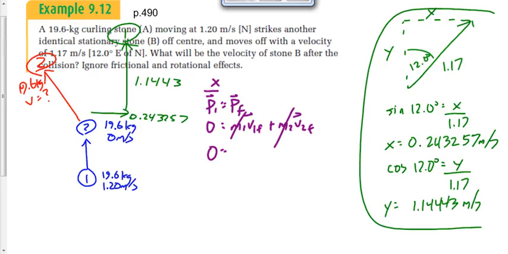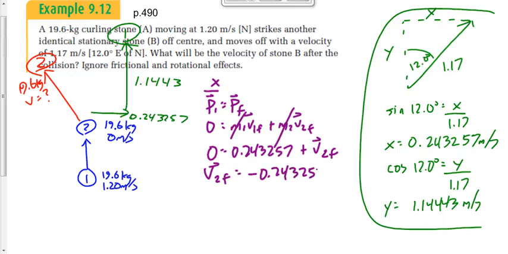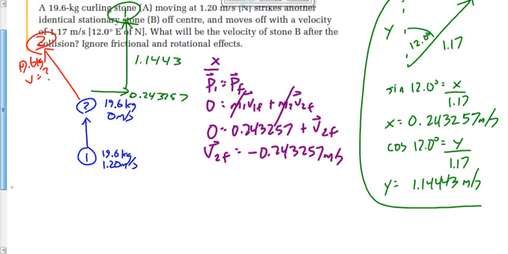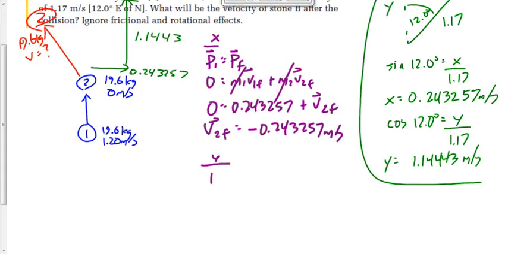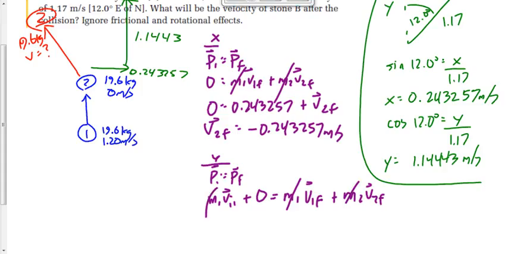Yeah, the green one, x. 0.243257 plus V2F. So V2F for the x component equals negative 0.243257 meters per second. And then we do the y component. This time we have to say M1 V1I plus 0, because the second object isn't moving, equals the two objects afterwards. Masses cancel again. Same mass in every term.